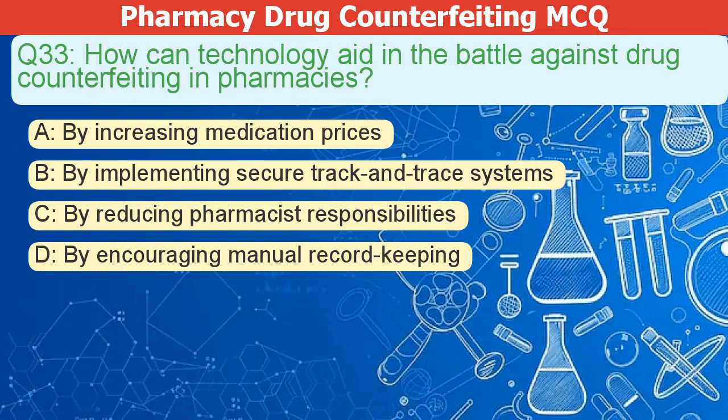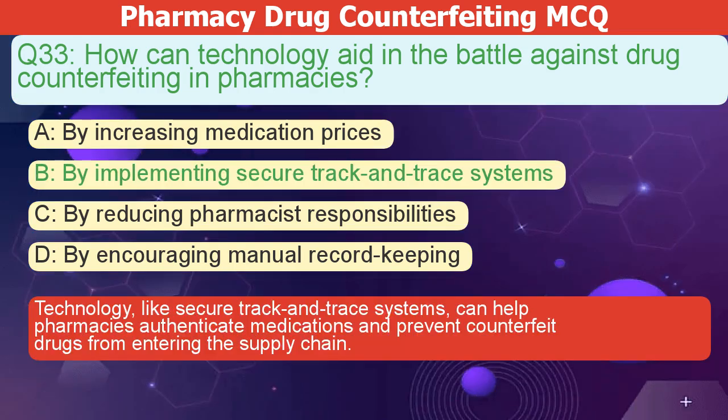How can technology help fight fake drugs in pharmacies? A. By increasing medication prices. B. By using secure track and trace systems. C. By reducing pharmacist responsibilities. D. By encouraging manual record keeping. The correct answer is B. Technology, like secure track and trace systems, can help pharmacies authenticate medications and prevent counterfeit drugs from entering the supply chain.